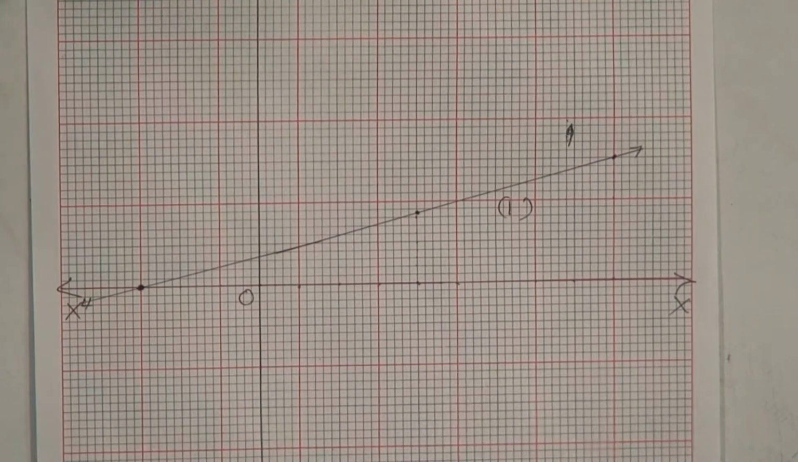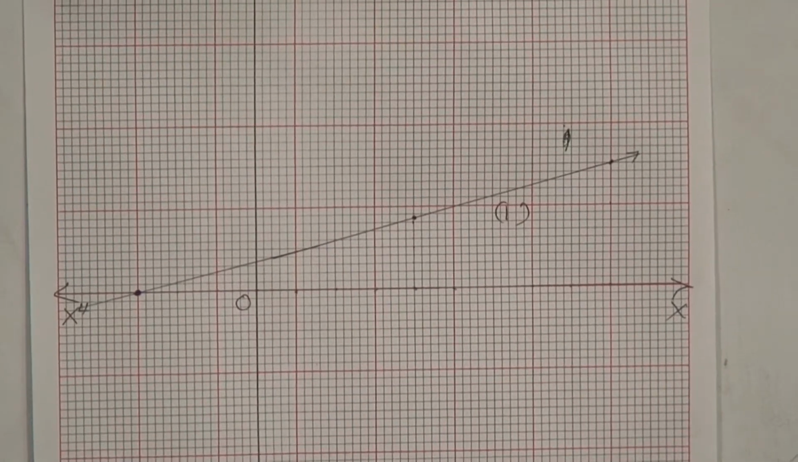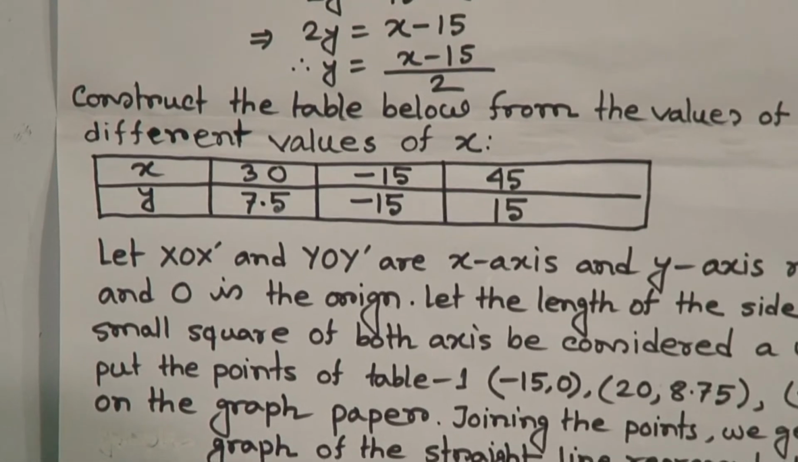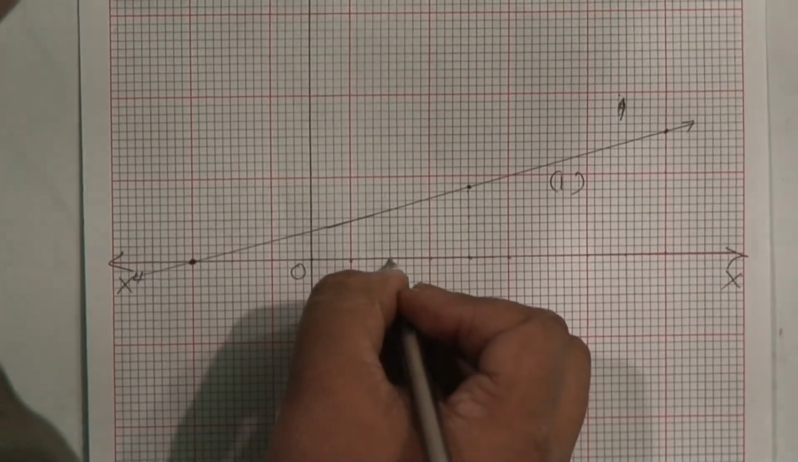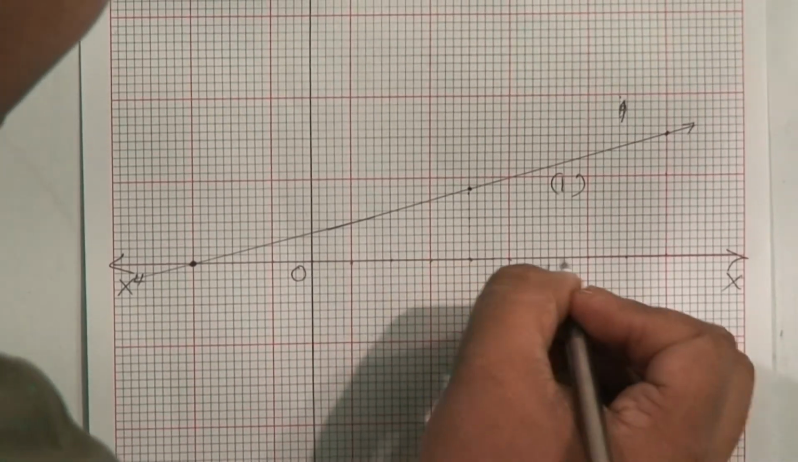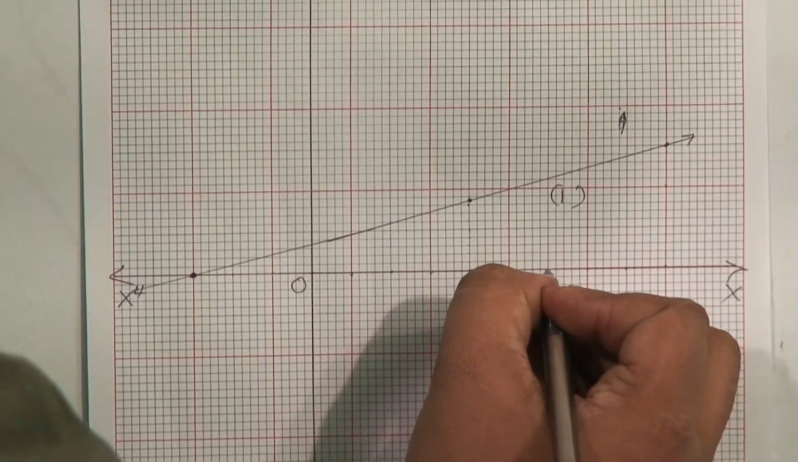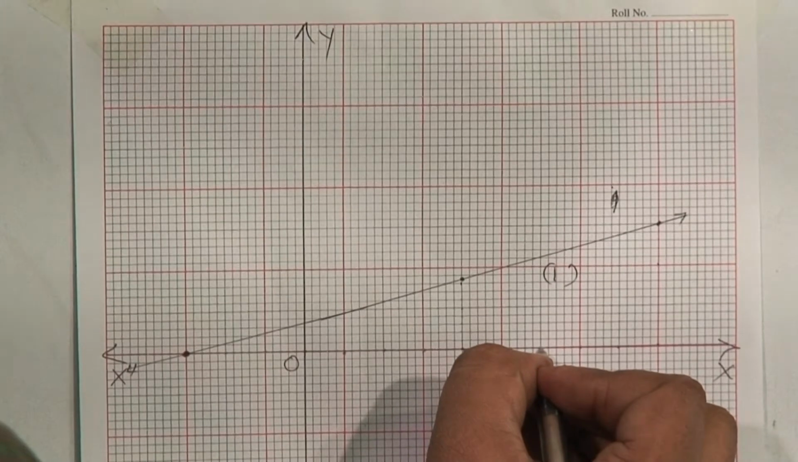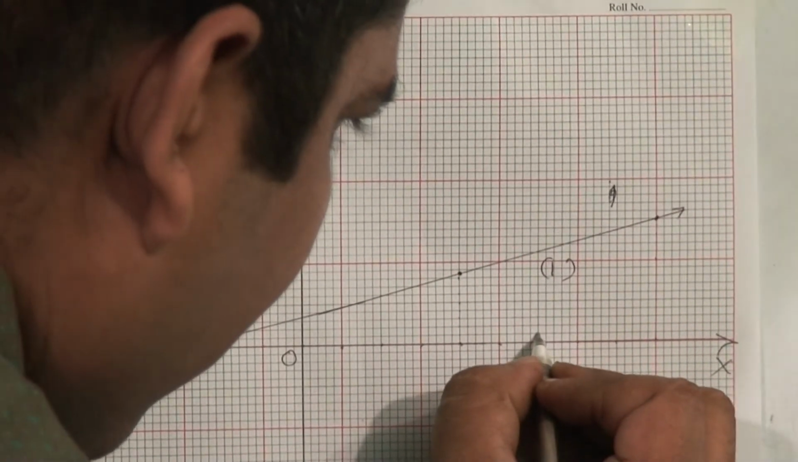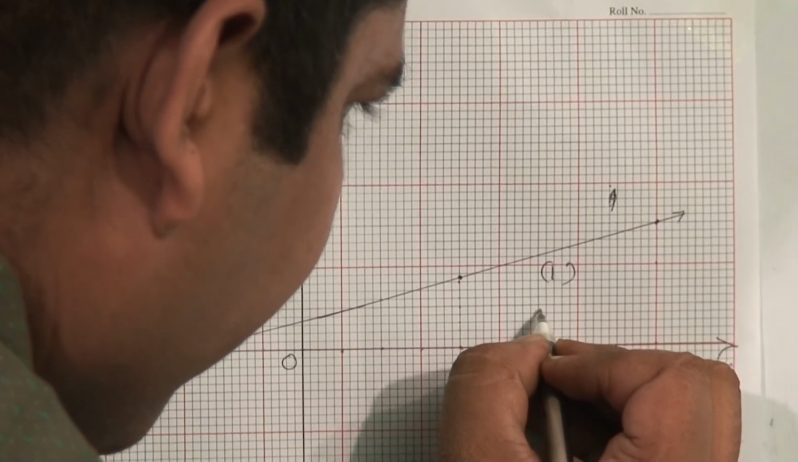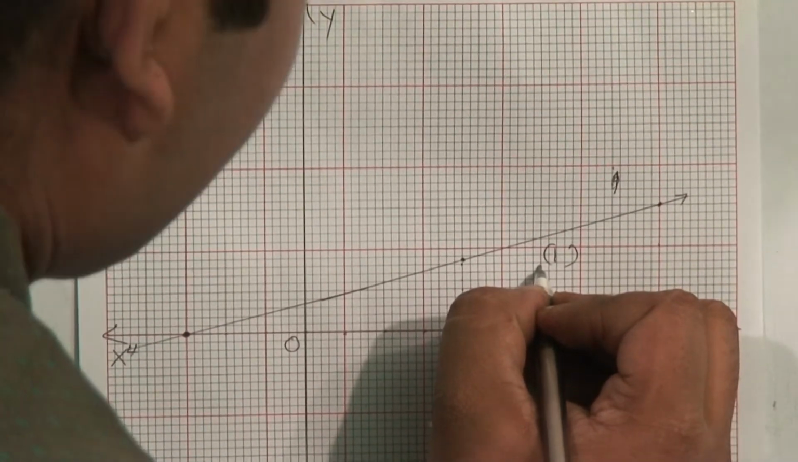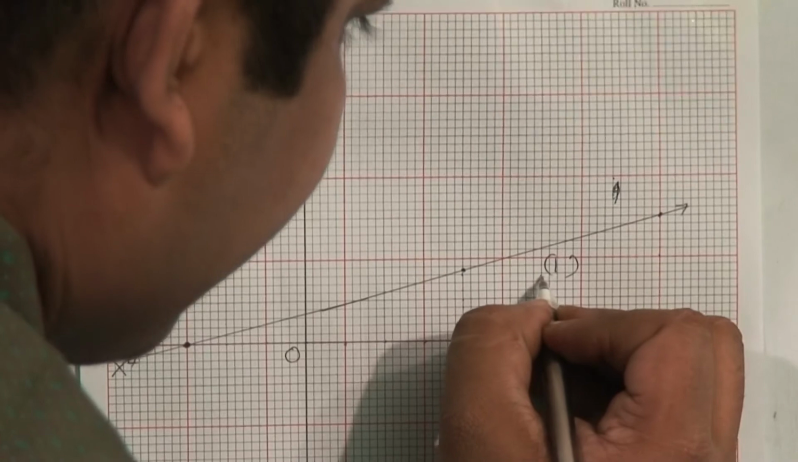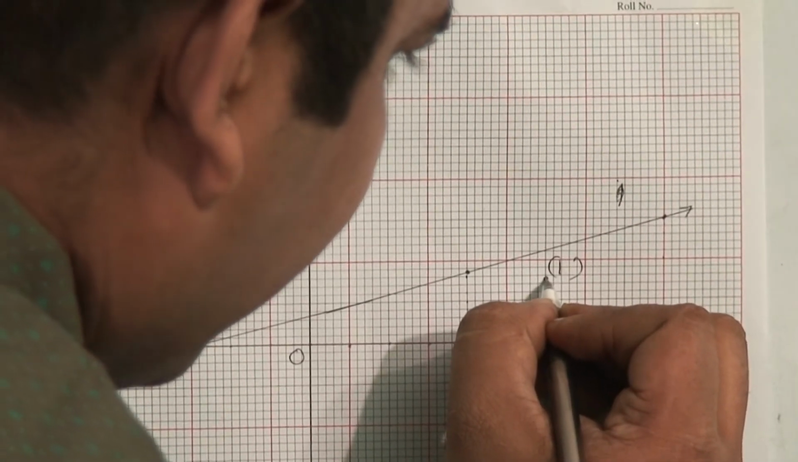After that we draw the graph of equation number 2. Notice here, (30, 7.5). Here 10, here 20, and here 30. For 30 and 7.5, where 7.5 is 1, 2, 3, 4, 5, 6, 7 and a half, that means here. Okay.